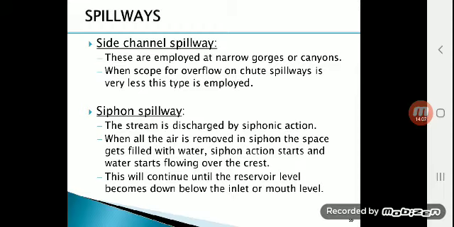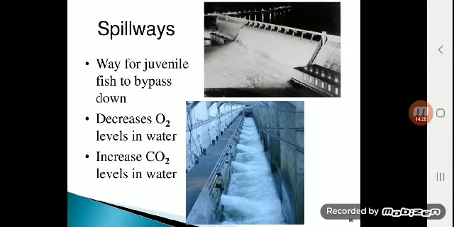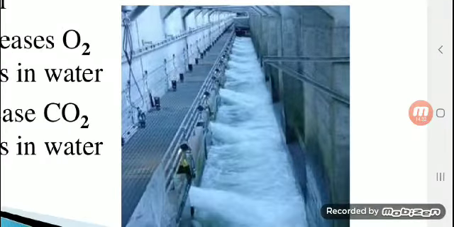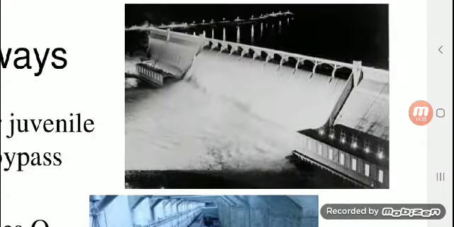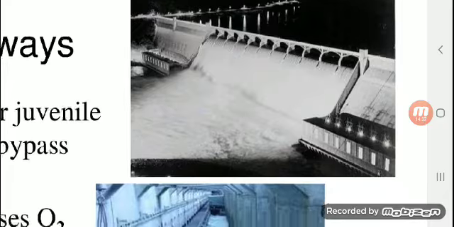And there is the siphon spillway. A siphon spillway is just holes made in the dam part. In the upper portion of the dam, holes will be made. So whenever water rises in the reservoir, it will go to the holes and fall into the downstream part of the valley. So these were the types of spillways. You can see the diagrams as well. This is a diagram of a side channel, and these are siphon tubes.